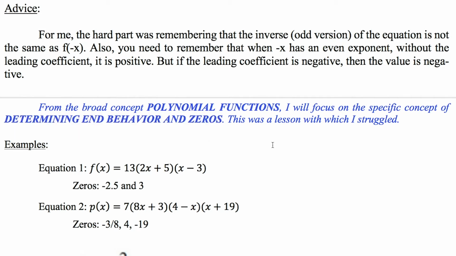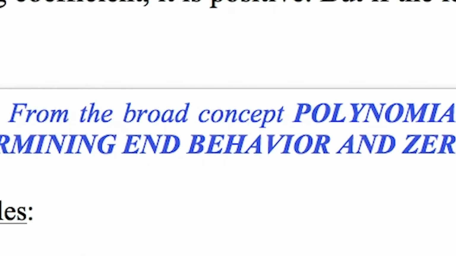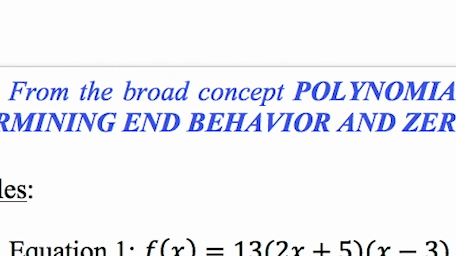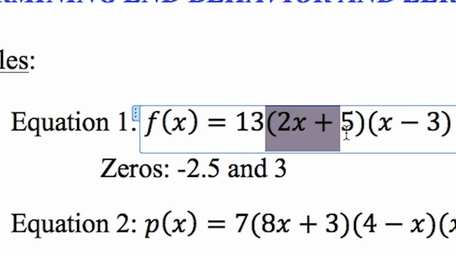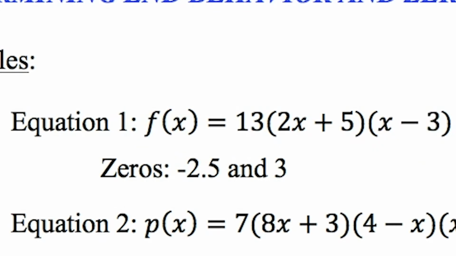This is the lesson I feel like I struggled with. What I usually struggle with is just finding the zeros. Right here we have the first function, f of x equals 13(2x plus 5)(x minus 3). The zeros here would be negative 2.5 and 3.